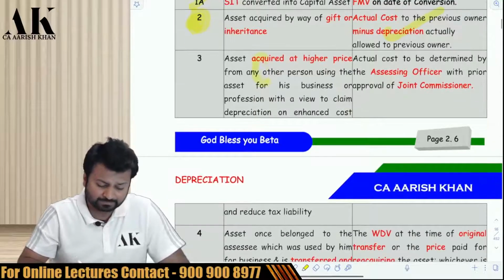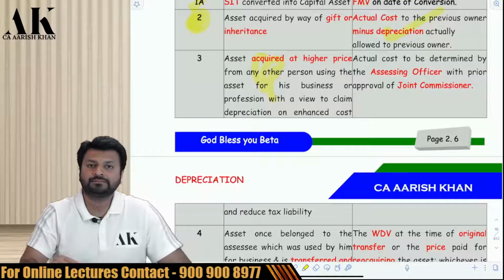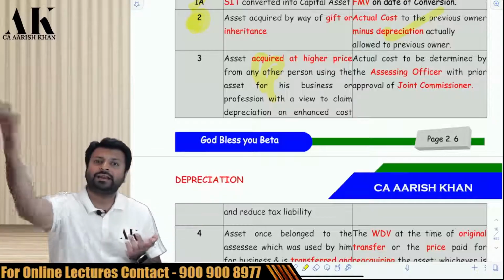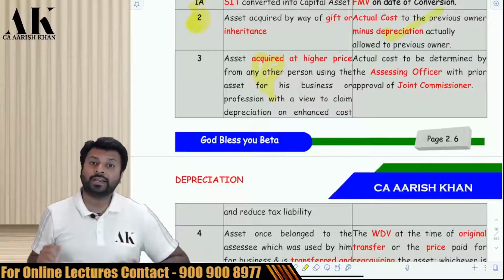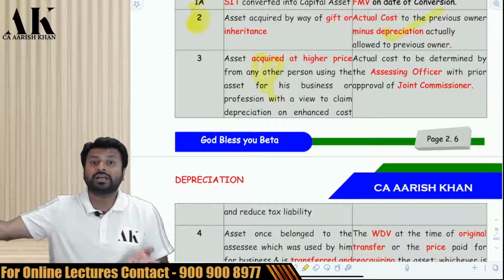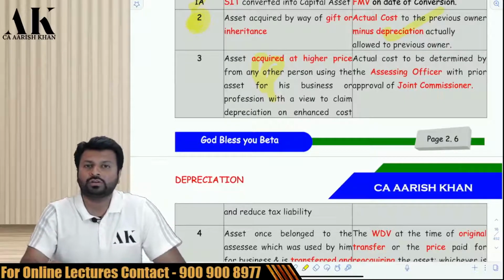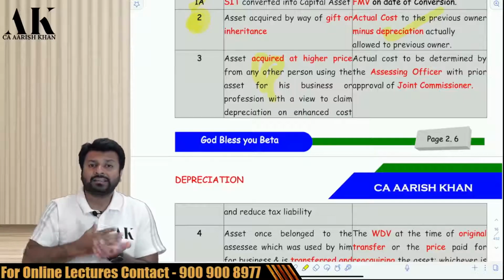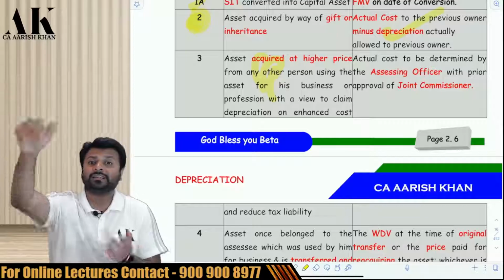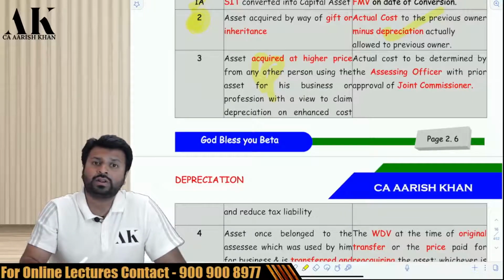Second, suppose I sell my asset to someone at a higher price, deliberately at a higher price. The market value of that asset is 2 lakh, but I'm selling at 5 lakh to the other person so that the other person can get higher depreciation. If the assessing officer identifies that, he will go to the joint commissioner and tell him that he wants to compute the fair market value and determine the actual cost. So in that case, the AO has been given the power to take approval from the Joint Commissioner and then determine your actual cost.